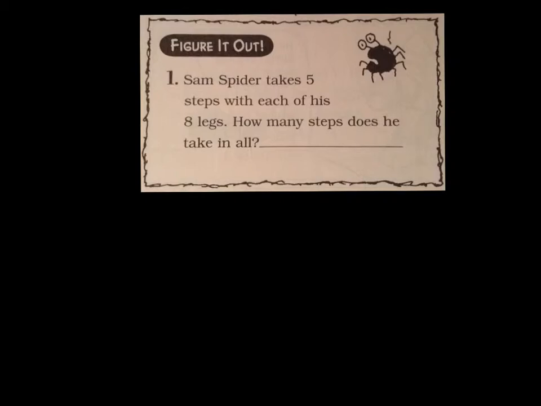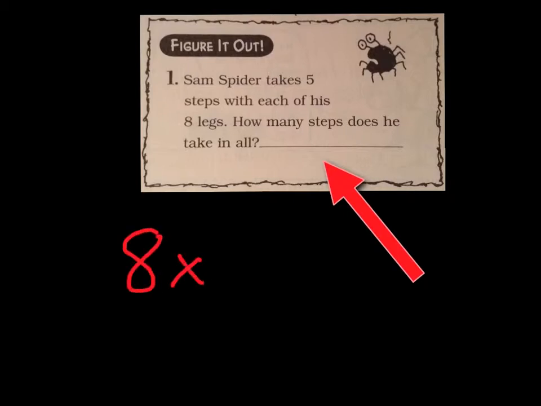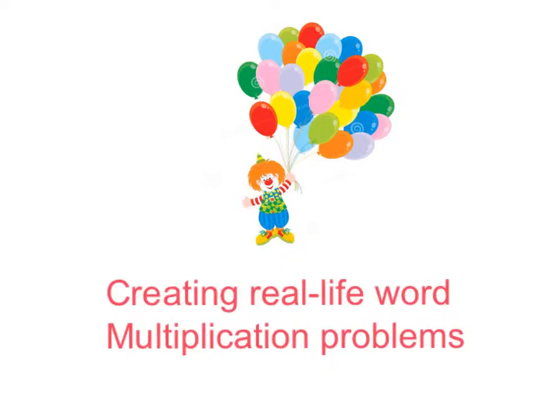So here I created a word problem. Sam Spider takes 5 steps with each of his 8 legs. How many steps does he take in all? And then I wrote the matching multiplication sum for it and also worked it out. And I used repeated addition to work that sum out. Now we're going to create real-life word multiplication problems just from the given multiplication fact.